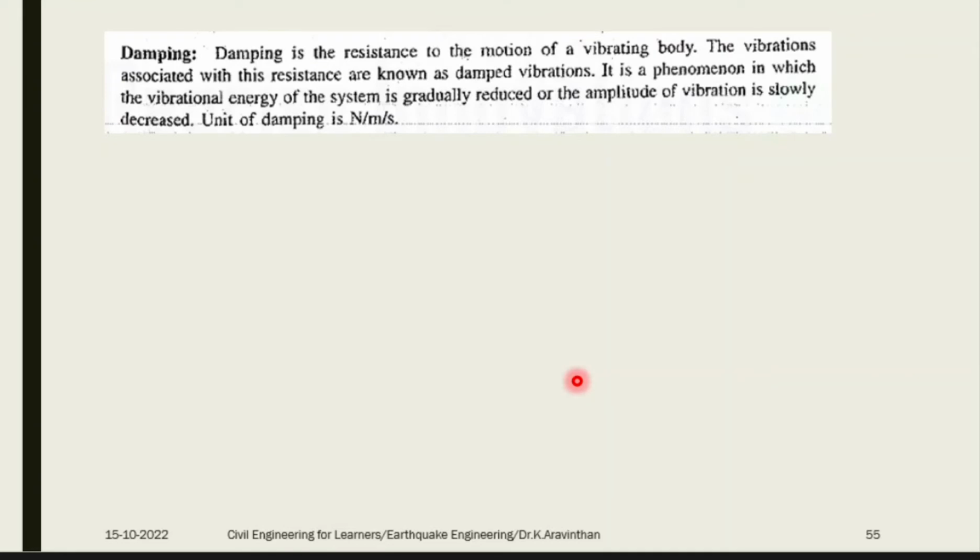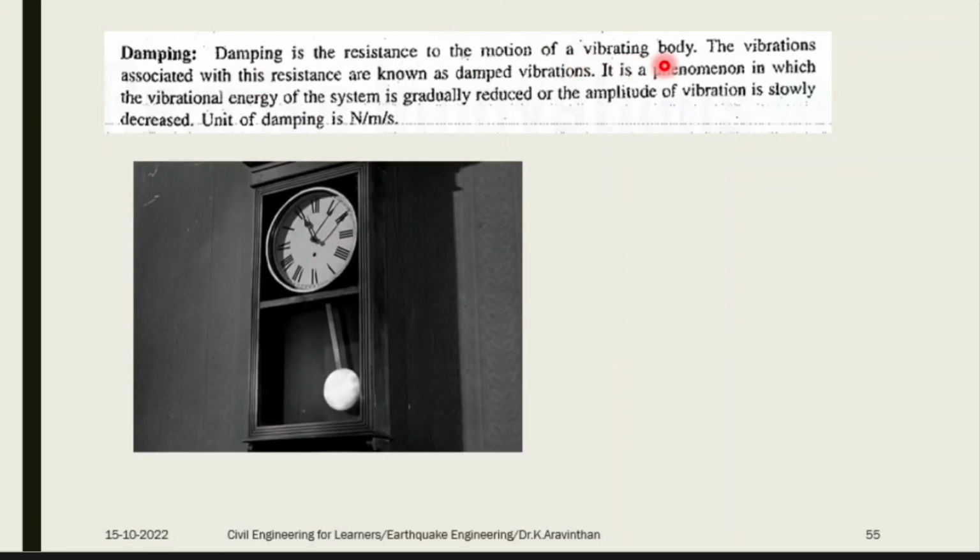Next concept is damping. What do you mean by damping? It is a resistance to the motion of a vibrating body. What is resisting? Here you can see a clock. This is what I said in the last class. If you tap the pendulum here, it will keep on oscillating. The damping will be very low at this point. It is connected with the center point here and the damping is very low.